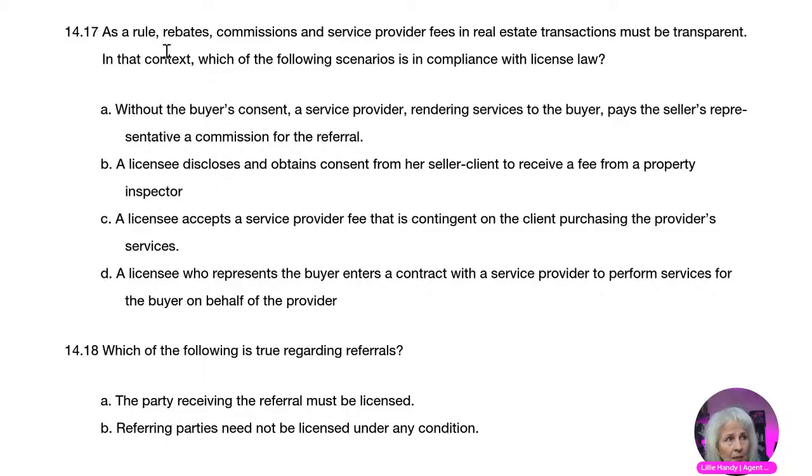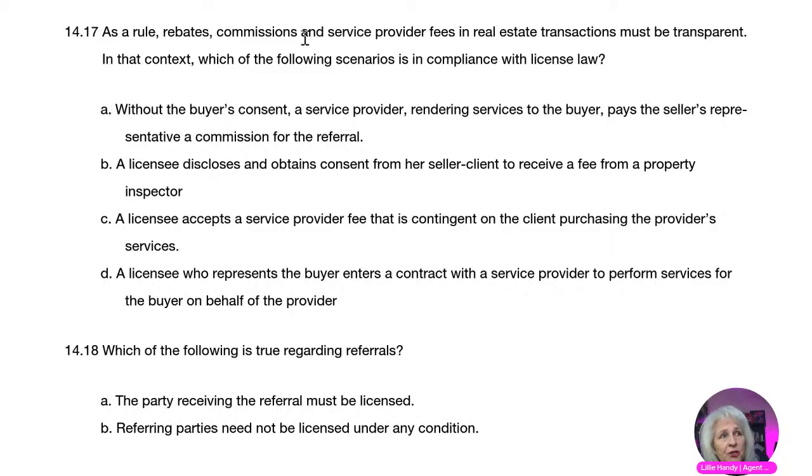Number 17. As a rule, rebates, commissions, and service provider fees in real estate transactions must be what? Transparent. In that context, which of the following scenarios is in compliance with license law? So in order to be transparent, some brokerages and other organizations have clients sign a disclosure that there might be a commission fee or an affiliate fee they might receive if a client goes with that particular provider. Kind of like if you're an affiliate of Amazon or other tools that we use on YouTube, we might get a referral or affiliate fee.